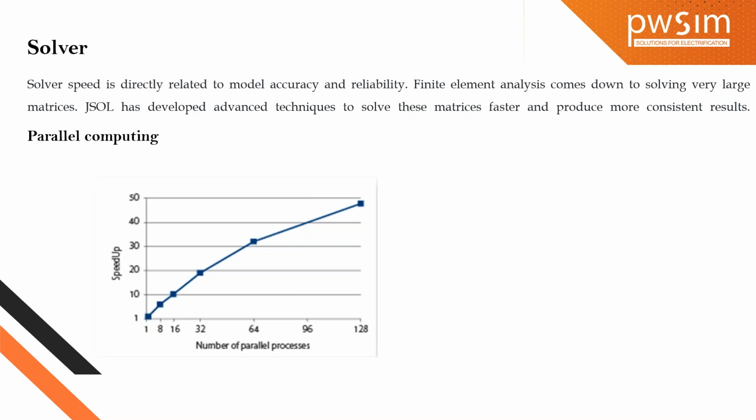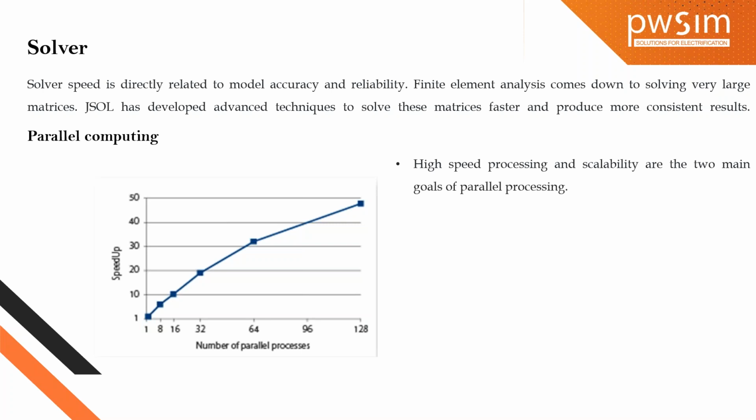solver. Basically, JMAG can support many cores. As of now, the graph has been shown for only 128 cores. For example, for 8 cores, the speed-up will be around 5 times. For 16 cores, it will be 10 times. For 32 cores, it will be 20 times. Similarly, for 128 cores, it will be around 48 times speed-up. So this shows how JSOL developed advanced techniques to solve these matrices faster and produce more consistent and more accurate results.